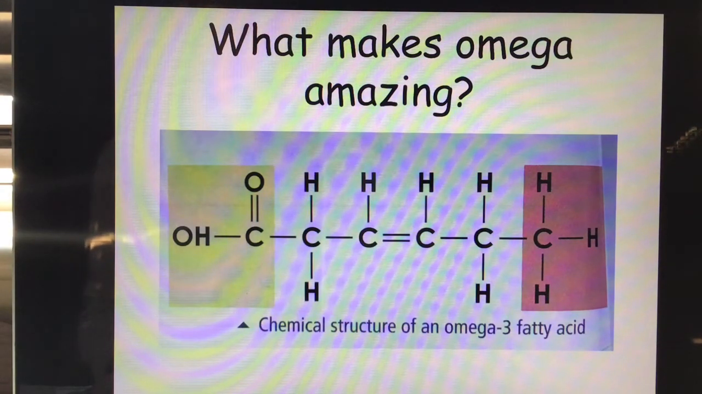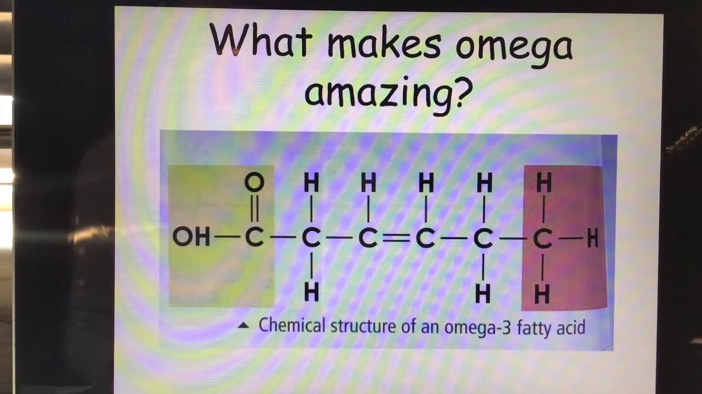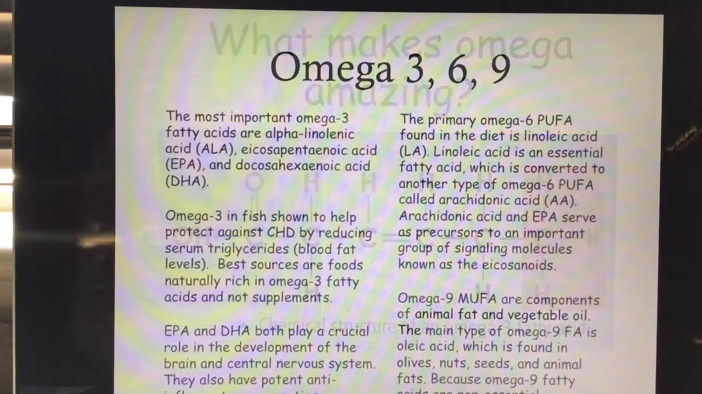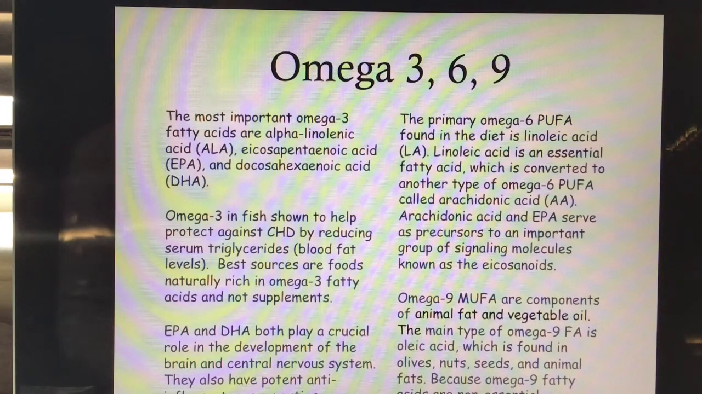Why do we need omega fatty acids? They're associated with a reduced risk of heart attack, stroke, circulatory diseases, and the formation of blood clots, and certain cancers. And they're also associated with healthy brain activity. Going into more detail again, just background work, the most important omega-3 fatty acids are alpha linoleic acid, ALA, which you do need to know, eicosapentaenoic acid, EPA, and docosahexaenoic acid, DHA.